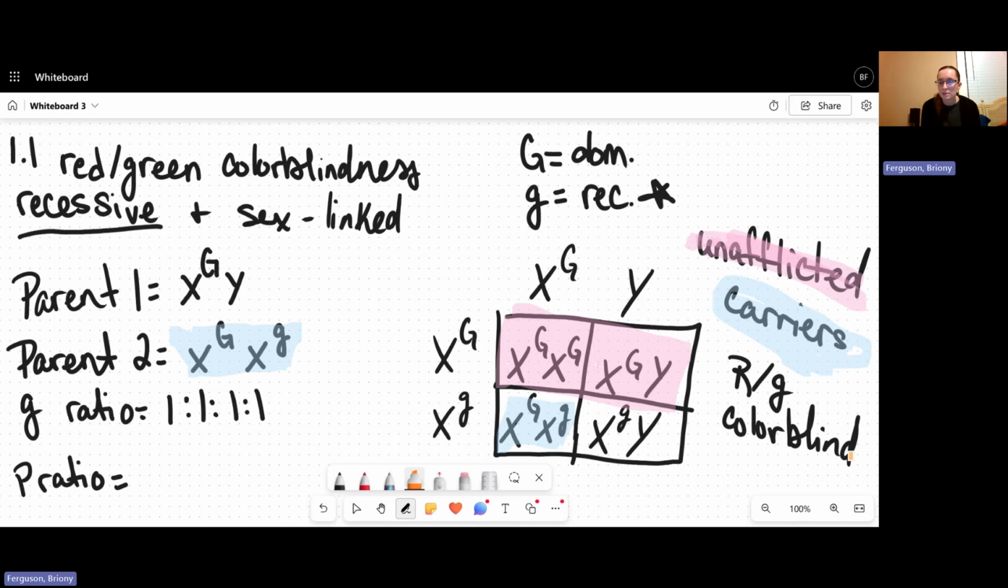That makes it pretty easy to figure out which of our individual offspring is red-green colorblind. It's going to be this male that does not have a dominant allele to mask the trait. It's only got that recessive.